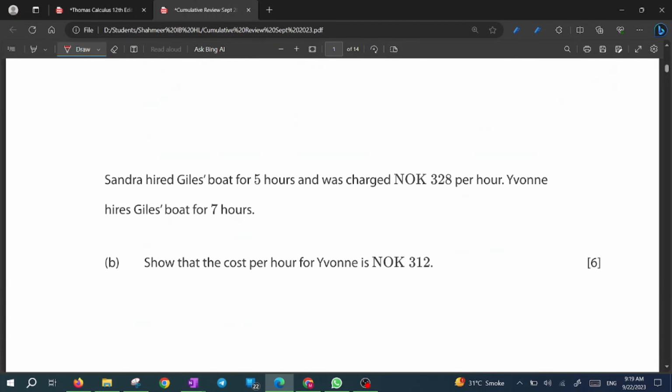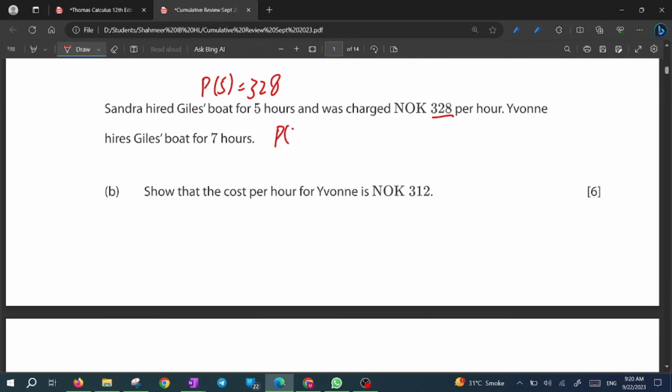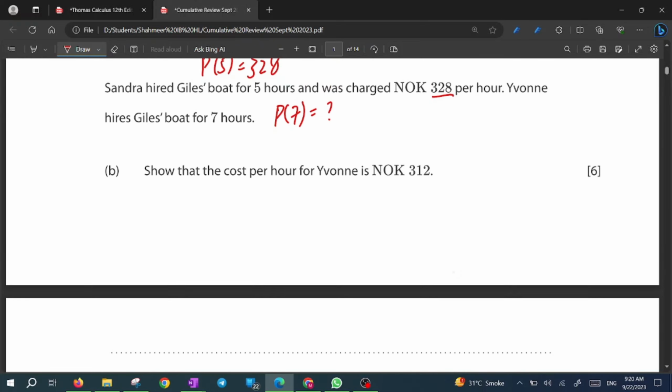The next part: Sandra hired Giles' boat for 5 hours and was charged 328. That means P(5) = 328. And Yvonne hires Giles' boat for 7 hours, so P(7), and we have no idea how much she was charged. Show that the cost per hour for Yvonne is 312. So we have to show that P(7) is 312.